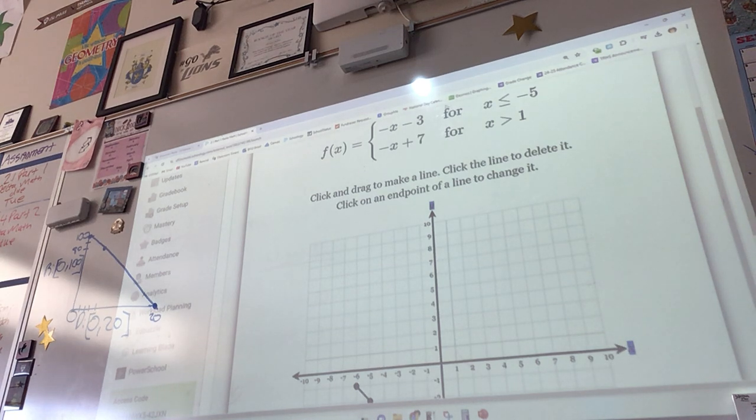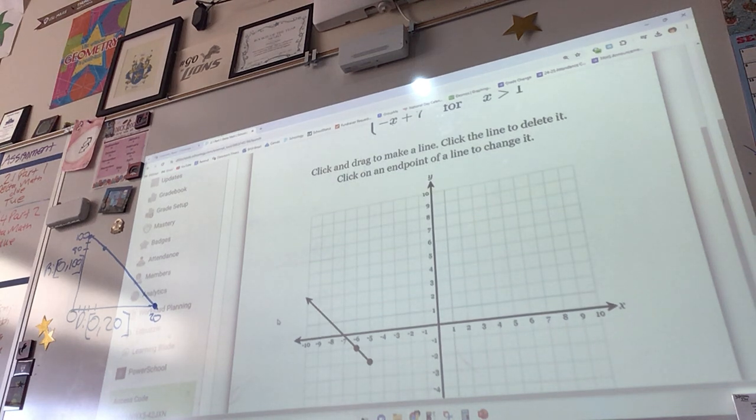So you plug in the number to get the first point. You use the slope to find the second point. This slope is down 1, right 1. So backwards is up 1, left 1. I also need a closed circle here, which I have, and I need an arrow on the left. So that is my first graph.